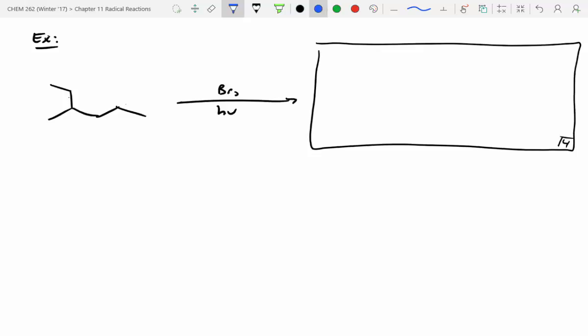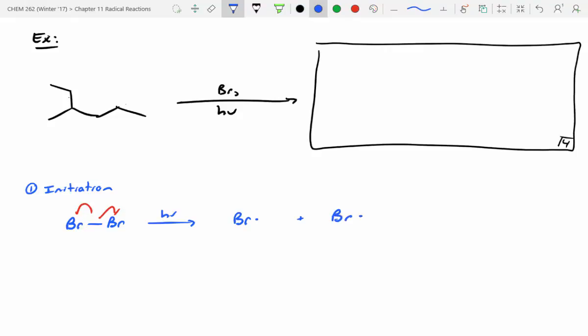So let's go ahead just for fun and do the mechanism. So we know step one is initiation. That's where we form our radical. So in this case, we've got Br2 that's going to be cleaved by this UV light. One electron goes to this bromine, the other goes to that bromine. And we've got two radicals.